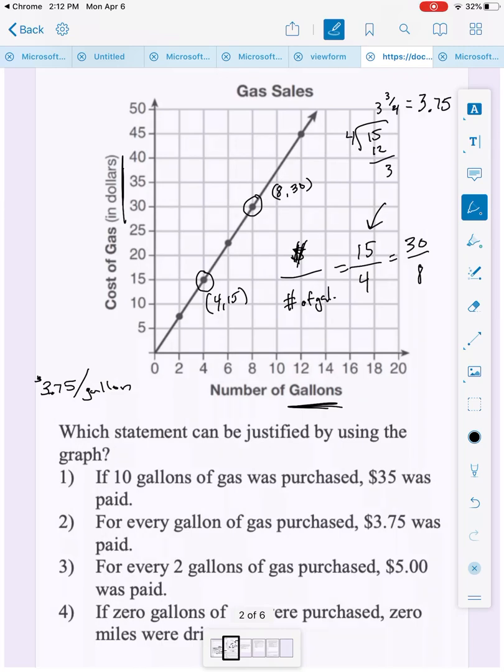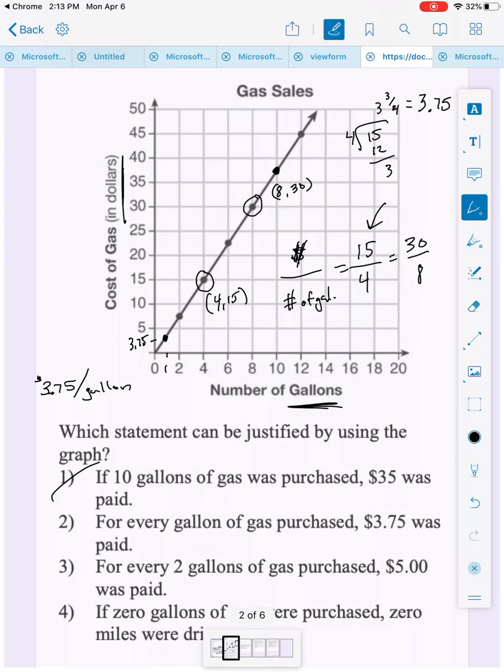It says, which statement can be justified by using the graph? Well, one says if 10 gallons of gas was purchased, $35 was paid. Well, that to me looks to be false because 10 gallons of gas looks to be right about there, and it's higher than $35. Choice 2 says for every gallon of gas purchased, $3.75 was paid. Well, to me, that seems like, yeah, that is the actual rate per gallon. That would be right about here, actually. If you had 1 gallon of gas, we're going to say that's $3.75. So that looks about right.